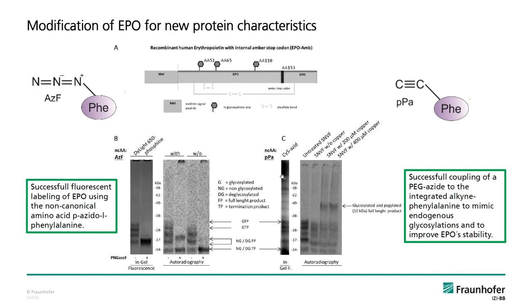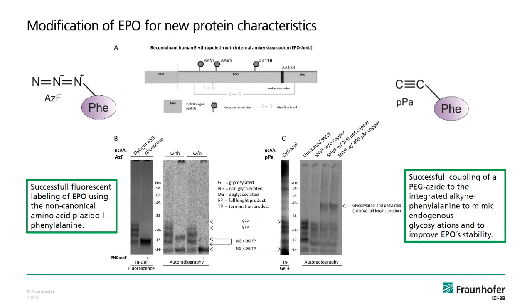So as I mentioned, the goal was to specifically modify the EPO with a biopolymer. As a biopolymer, we have chosen polyethylene glycol. This one was modified with an azide group. And via the copper-catalyzed click reaction, we have then coupled the PEG to the alkyne group of the incorporated phenylalanine. And you can see here at the band of 49 kilodalton, we have a specific band pattern that is new. And this band corresponds to the fully glycosylated EPO that is coupled to our biopolymer PEG.